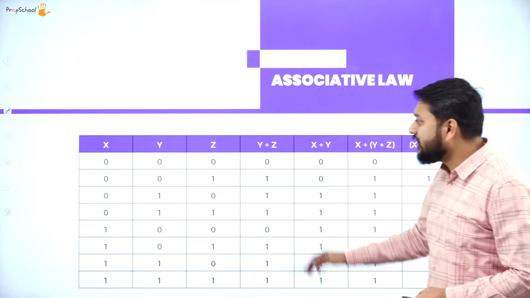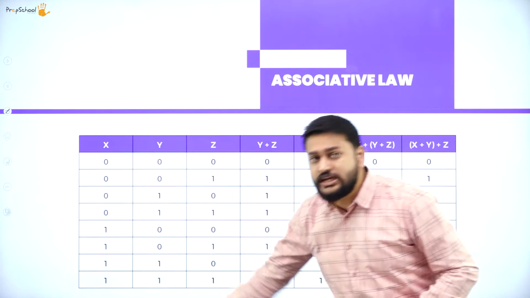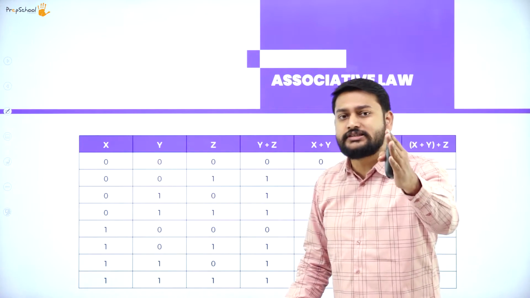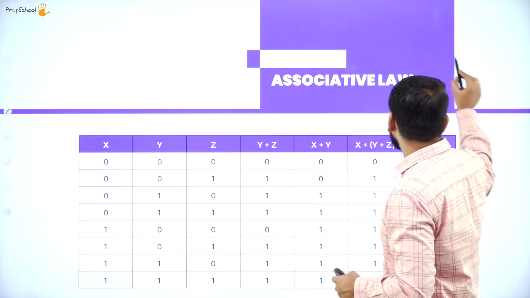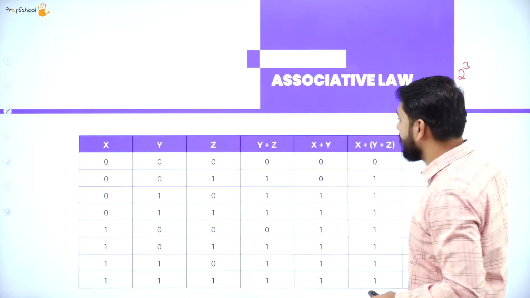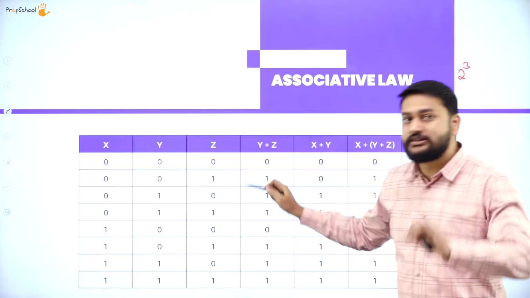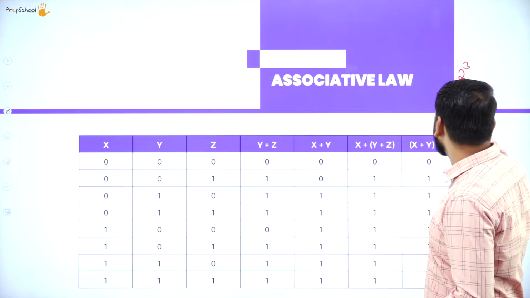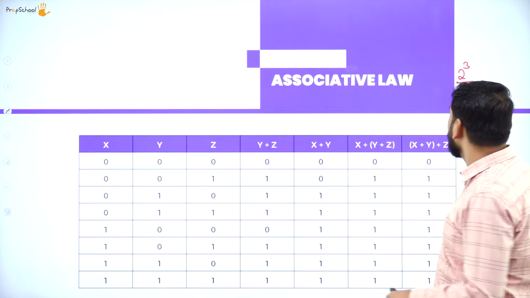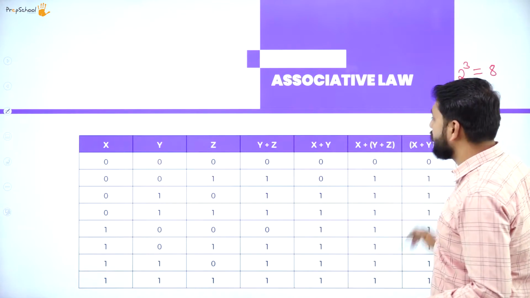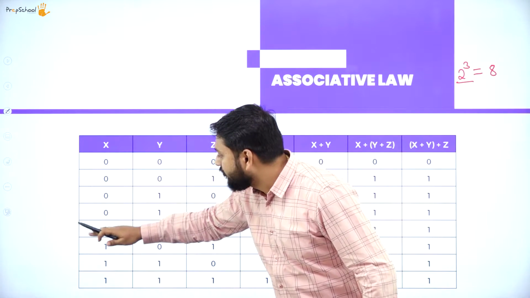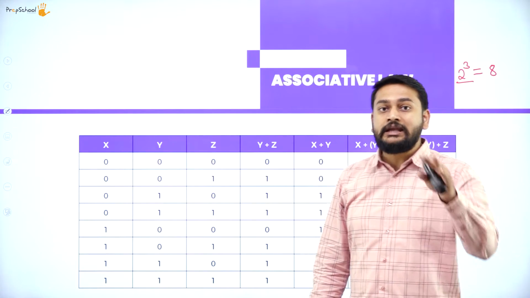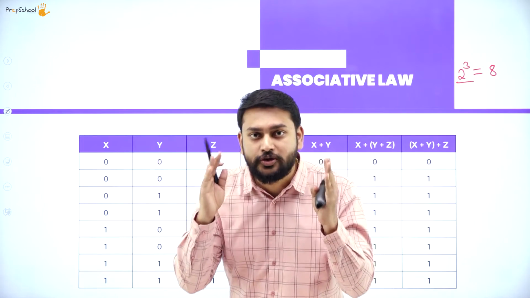So when we have three variables, how many combinations I should take? So we have already discussed this in the truth table. Come on, tell me. So 2 to the power of 3. So since we have X, Y, Z, three different variables, we have to take 2 to the power of 3, which is 8. So that's why I have 8 different rows. That's what you need to remember.